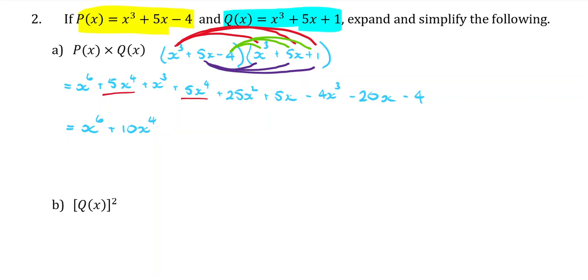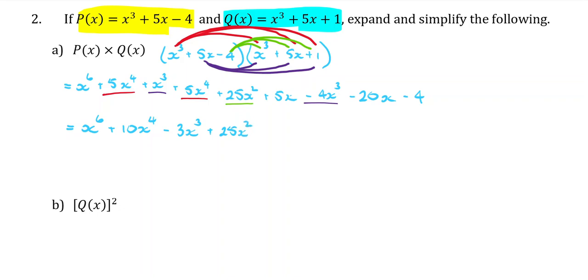Moving on to the next power, we have our powers of 3. So we have x cubed here, and then we have another minus 4x cubed over there. 1 minus 4 makes negative 3x cubed. Then, keep going down the line, we are looking for x squareds. So I have a 25x squared. That's the only one, nothing to collect with. So let's just go plus 25x squared.